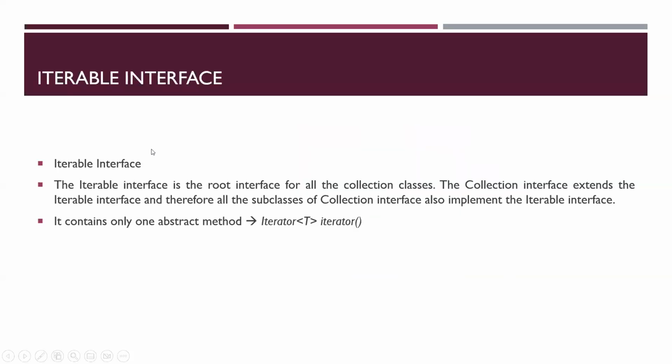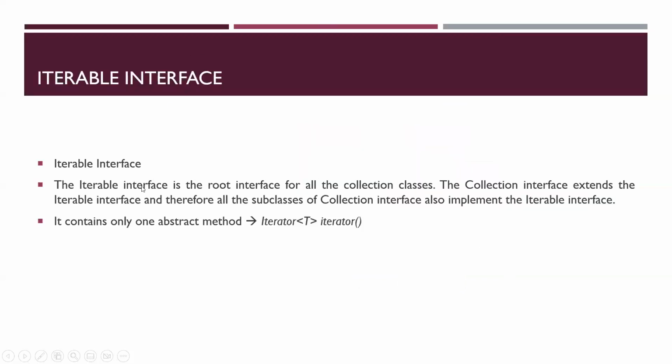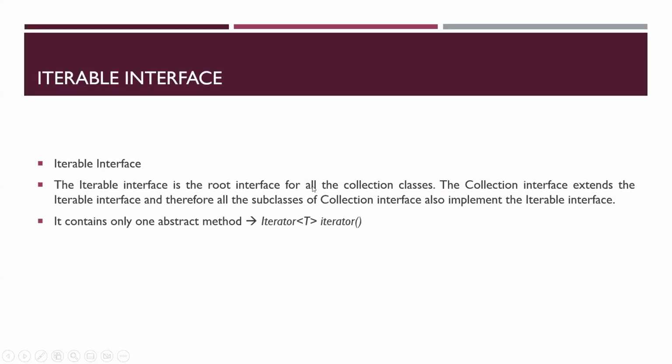So let's discuss the very first interface, called the Iterable interface. The Iterable interface is the root interface for all the collection classes. Each and every collection class present here is implemented by Collection, and Collection itself is implementing Iterable, so by default all the classes are implementing the Iterable interface. The Collection interface extends the Iterable interface, and therefore all subclasses of the Collection interface also implement the Iterable interface.